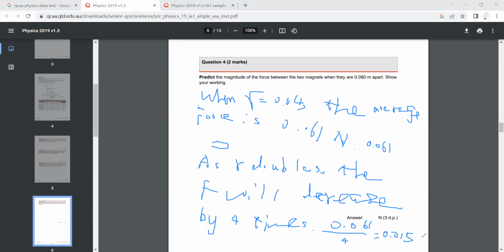Remember the uncertainty? Uncertainty is 0.001. So probably I'll just put uncertainty here, 0.001 Newton. But why is the uncertainty still 0.001? You may ask, because this 0.001 divided by 4 should be much smaller than that value.